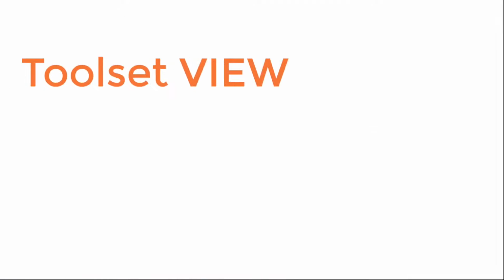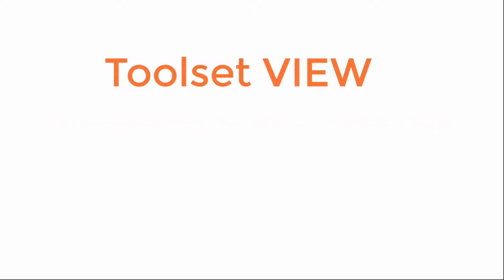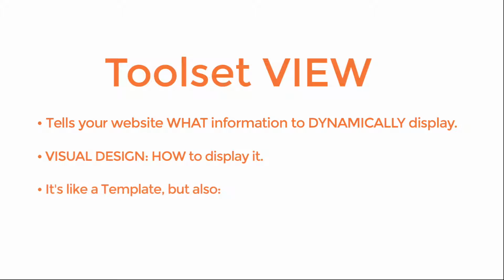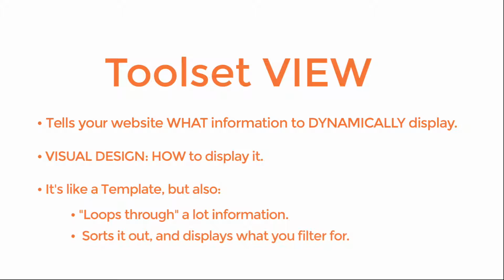All of these options are controlled by a Toolset view, which is a tool for telling your web page what information to dynamically display. And it's also the visual design of how to display it. It's a lot like creating a template to pull up information and show it, except a view can then loop through a lot of information, sort it out, and display only what you filter for.